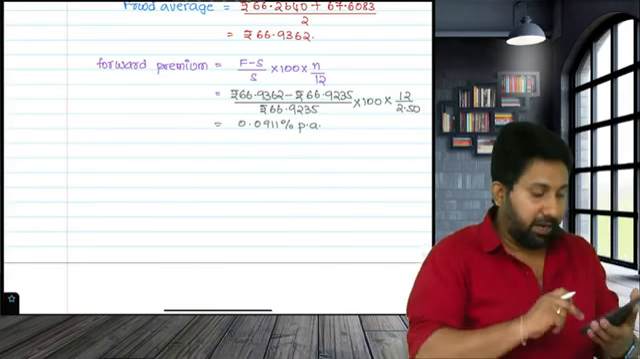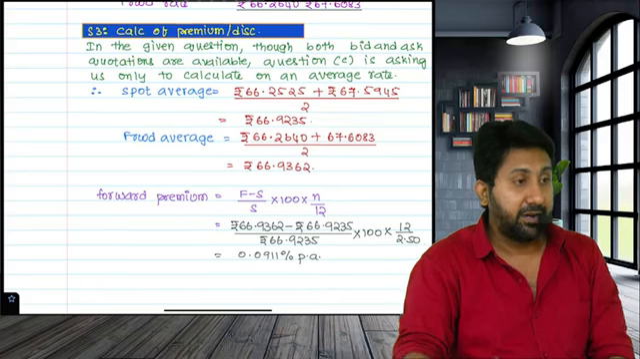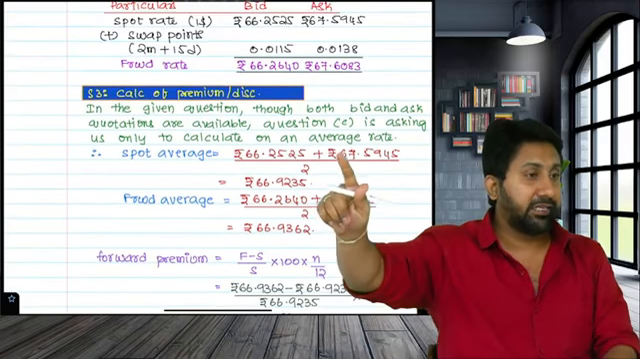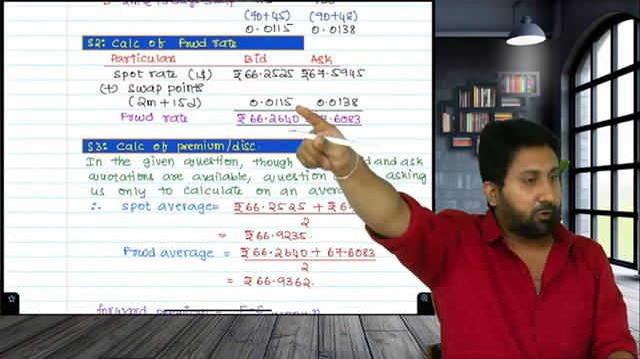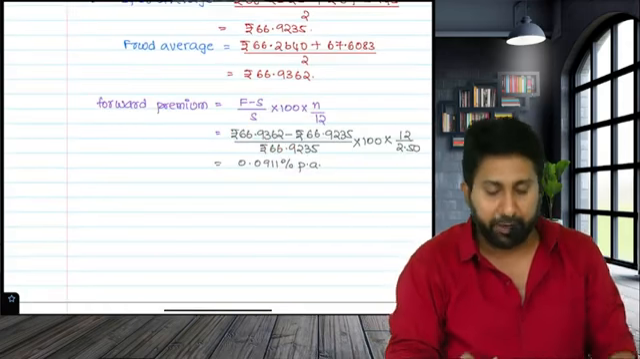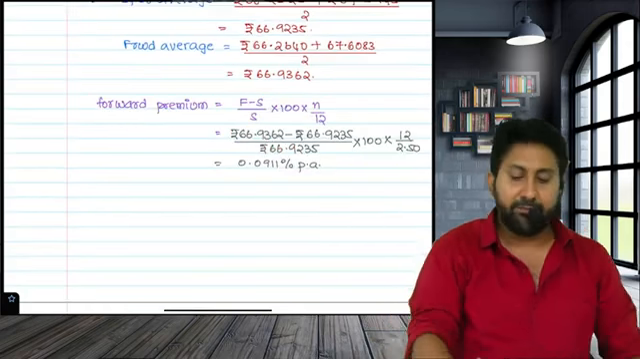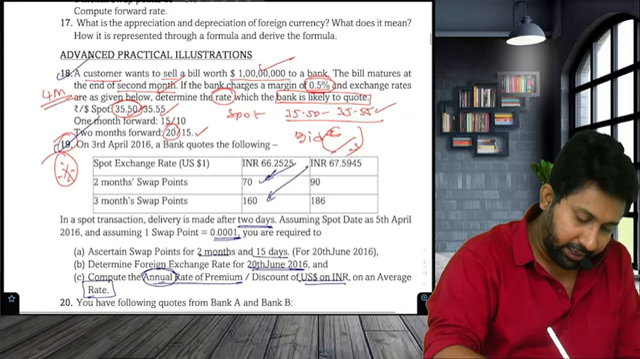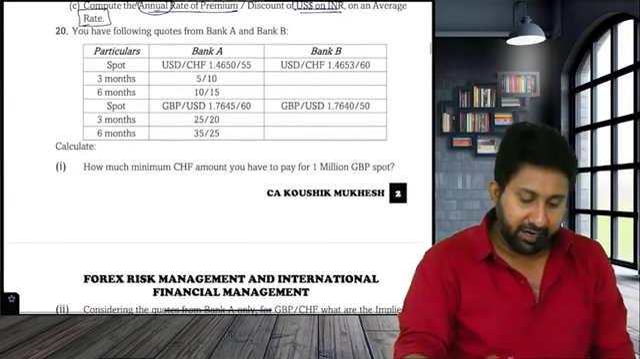But if you want forward premium or discount, whatever you calculated, 66.9362, all these came because of adjusting 2.5 months swaps already. That means the obtained one is already for 2.5 months. So if we want per annum, we multiply by 12 divided by 2.5, and the answer is 0.911 percentage per annum. So this is question number 19. So 18, 19 completed.